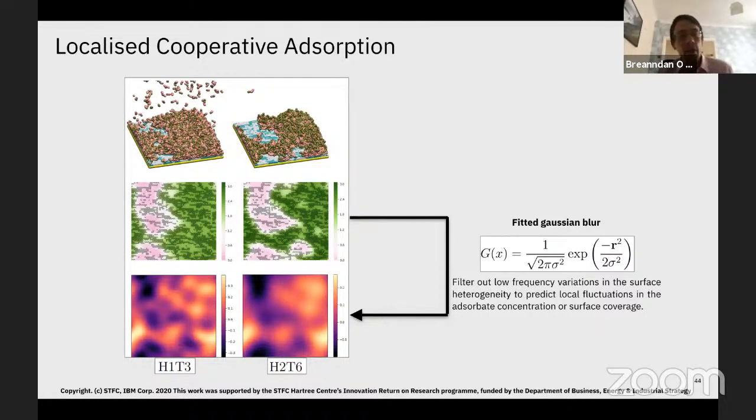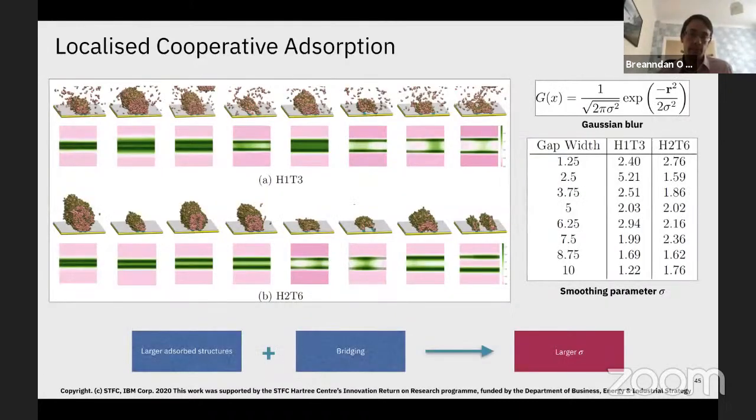And by tuning the sigma value, we were able to fit this Gaussian blur to the spatial density distribution of absorbed molecules that you see in the middle row here. So in effect, we're filtering out low frequency variations in the heterogeneity of the nanopattern on the surface to predict exactly where on the surface these molecules will absorb. Applying this procedure to our striped simulations, we immediately noticed that for larger absorbed structures, and examples where we see a greater prevalence of bridging, we get larger fitted values for sigma, which denotes a more long-range effective surface potential in a way.